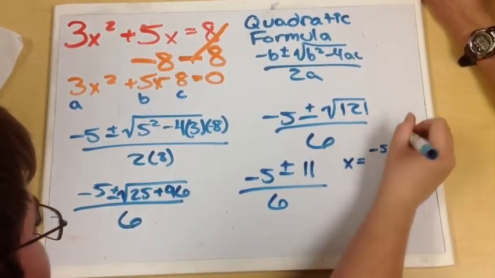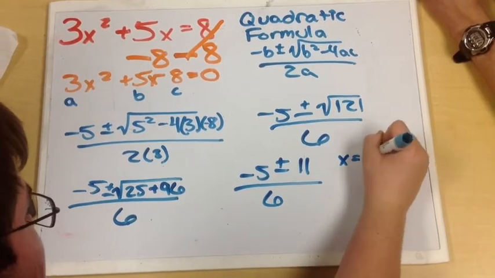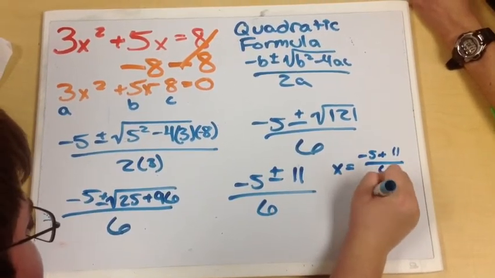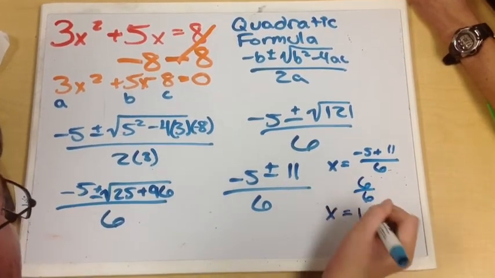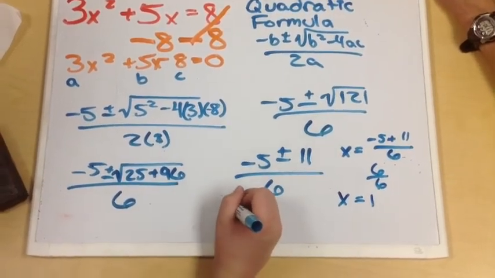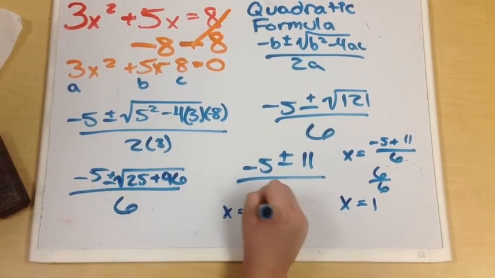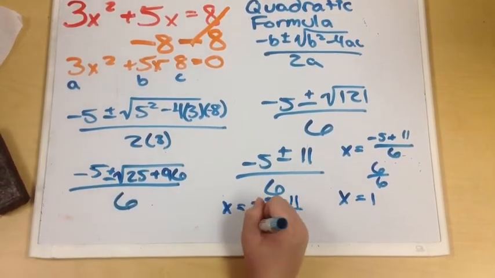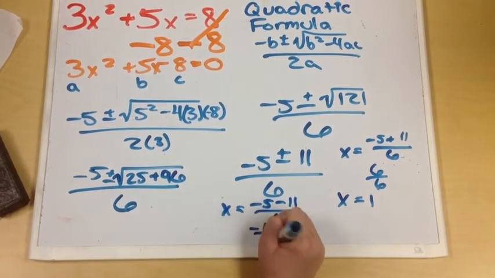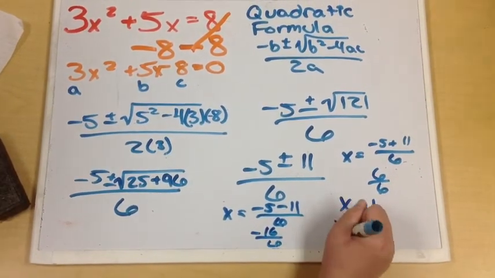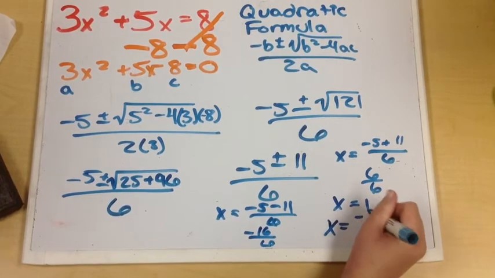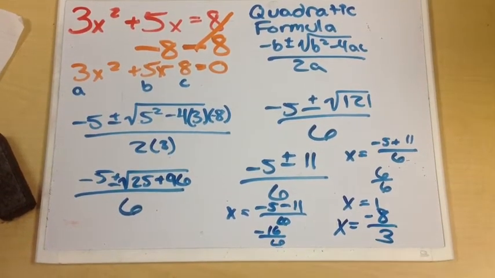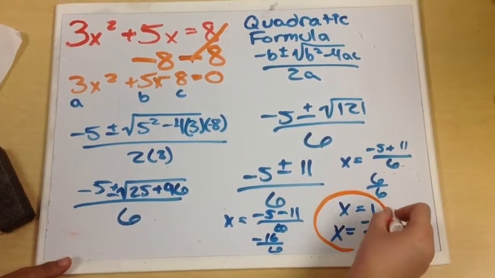There's going to be two answers, since it's a plus or minus. So negative 5 plus 11 and negative 5 minus 11. X equals negative 5 minus 11 over 6. Negative 16 over 6. Negative 8 over 3. Circle that. Giving you both of your answers.